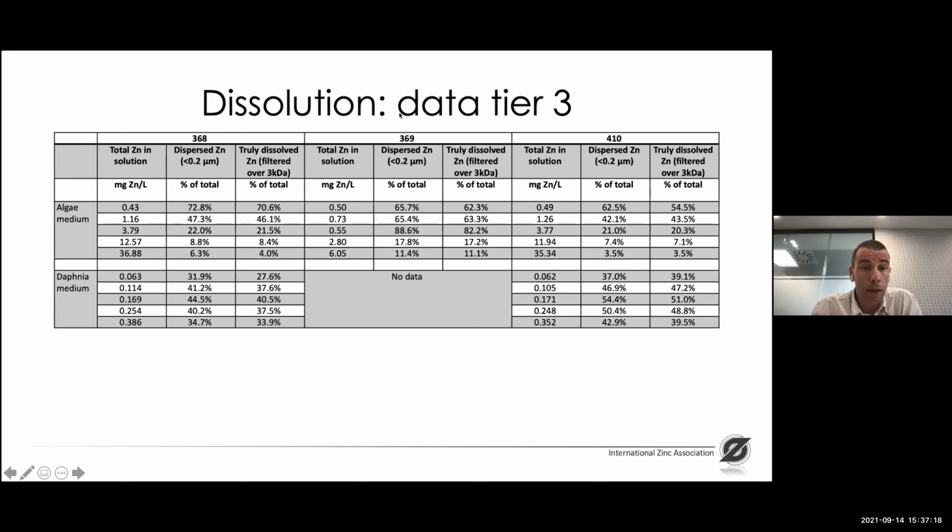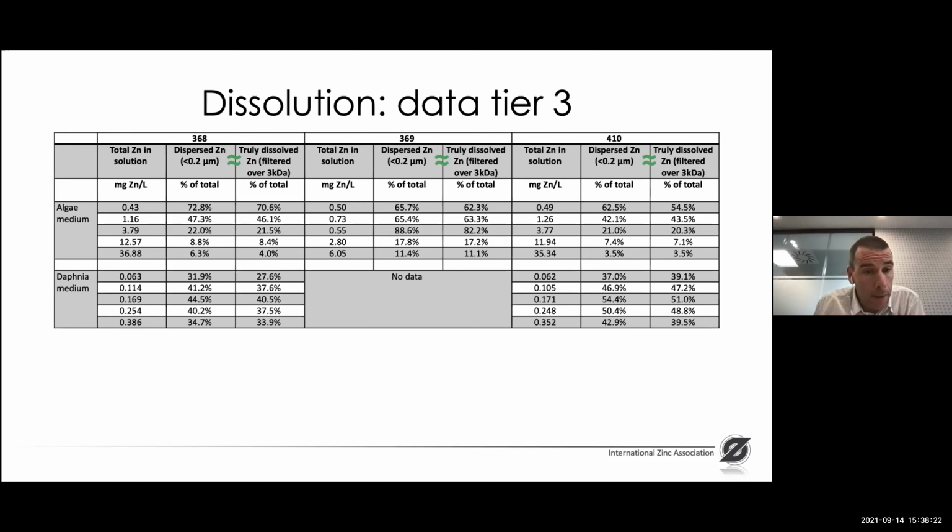And what can we see here? Three fractions have been measured: the total zinc in solution, so an unfiltered solution, then the dispersed, smaller than 0.2 micrometers, and the so-called truly dissolved zinc, filtered over 3 kilodaltons. The first thing we see again is that the dispersed and the truly dissolved are virtually the same. So there's no indication for the presence of particles smaller than 0.2 micrometer. I also have to say these results are time-weighted averages over the course of these toxicity studies. The algae test is 3 days. The Daphnia toxicity study was 28 days, but semi-static, so solutions were replaced every 2 to 3 days and measured at the start and end of every replacement.